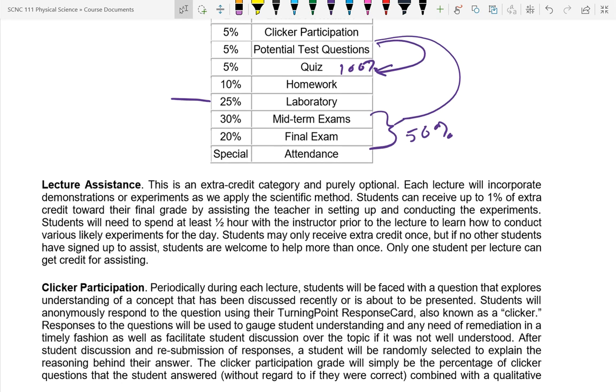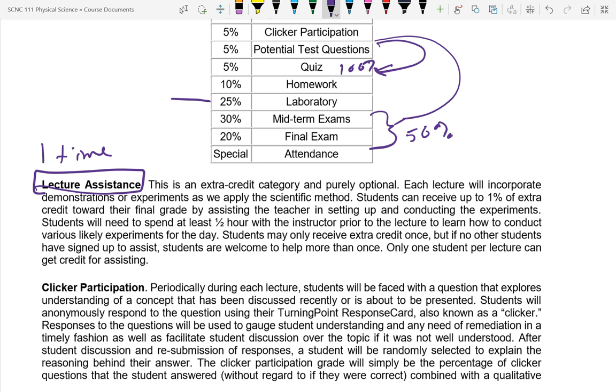Now there's a couple special areas. Lecture assistance. Now you can only do this once. That is, you can only get credit for it once. In most lectures, I will have demonstrations. This is a demonstration for my lecture in the next class. I'll bring it back for you guys halfway through the semester.